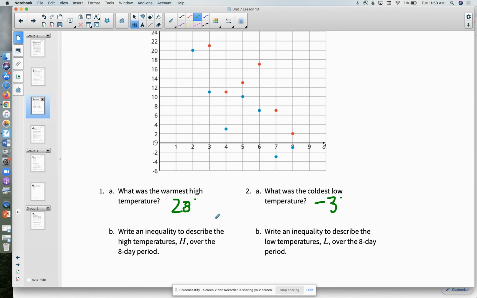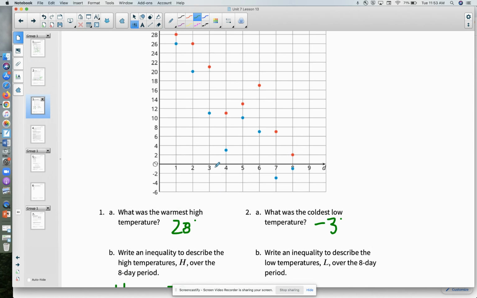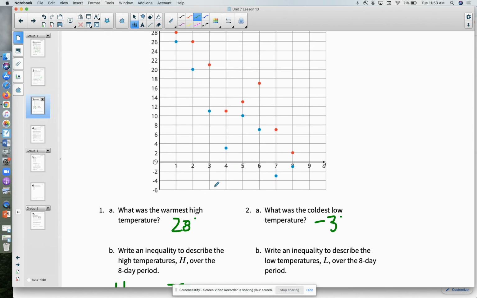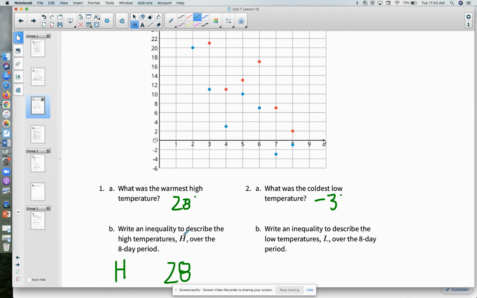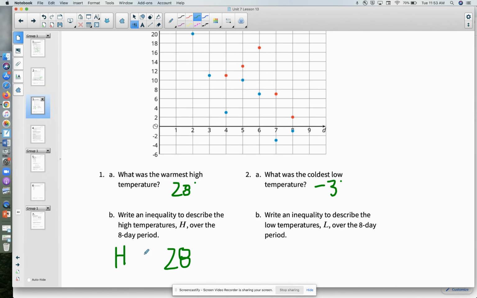Then it says write an inequality to describe the high temperatures over the 8-day period. So we're going to say H, and then we're going to have 28 here. So think about it. Do you think it's greater than, less than, greater than or equal to, or less than or equal to? Write an inequality. So do you think the high temperature is less than 28 degrees? Greater than 28 degrees? Greater than or equal to, or less than or equal to? All right, so it's less than or equal to.